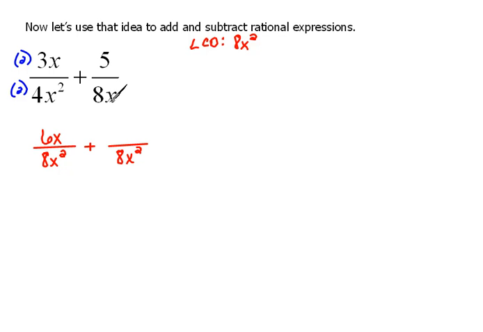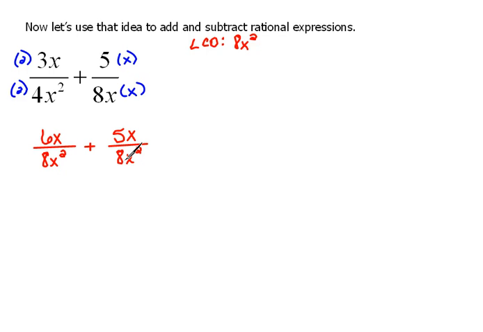Now for the second fraction, 8x times what would give us 8x squared? And that would be an x. So again, we have to do the same thing to the top to keep it balanced. So that's going to be 5x over 8x squared.